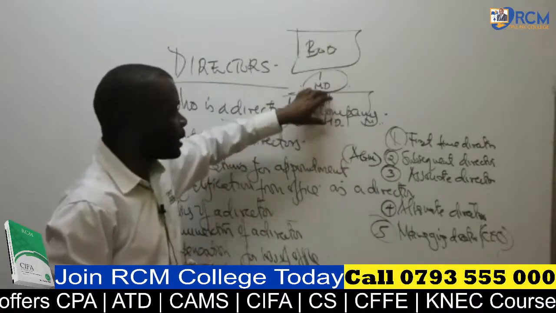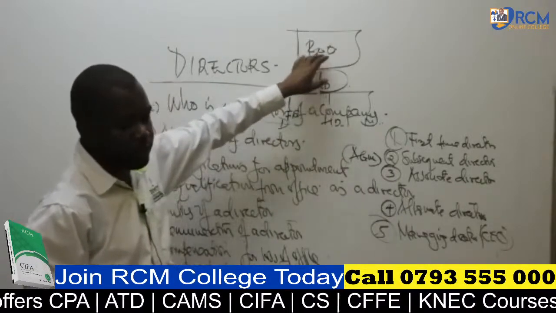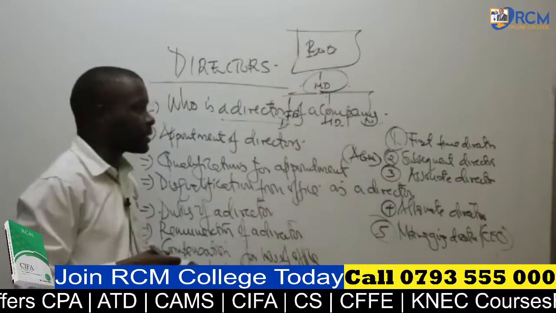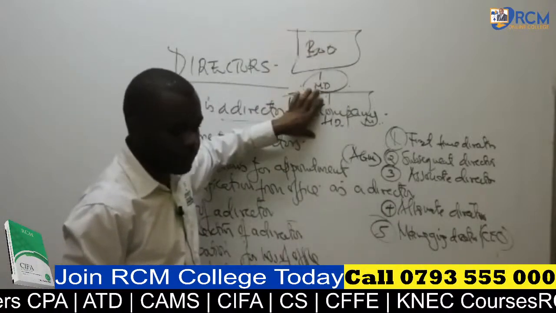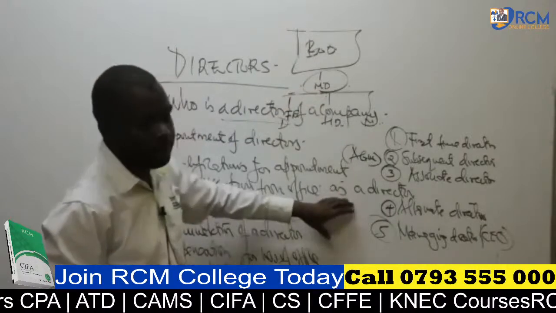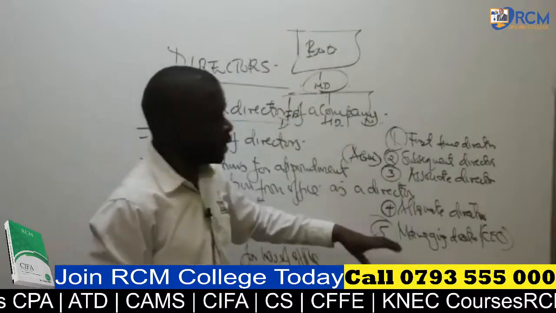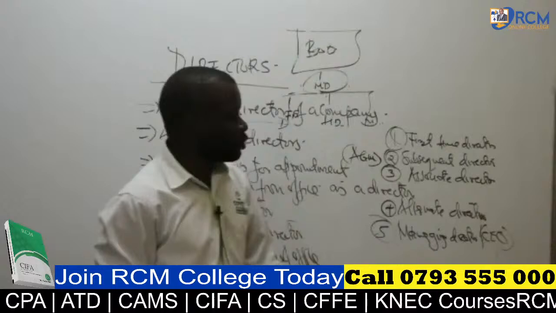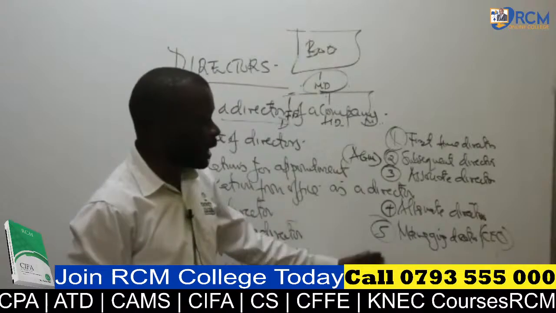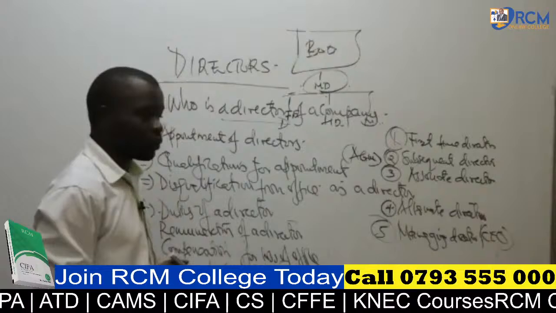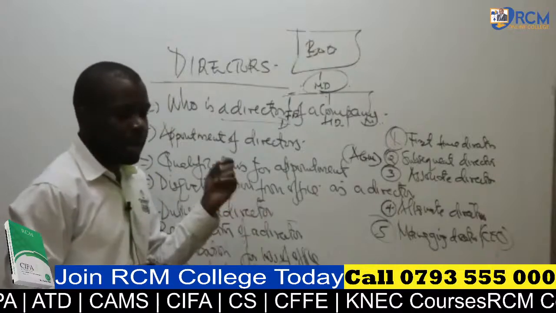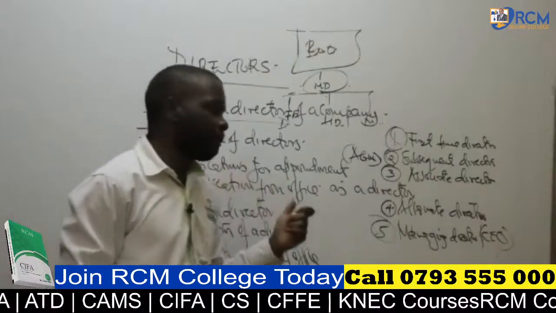So he'll still sit on the board of directors as one of the directors of the company and act as a link between the board of directors and the company itself. In other places, he's not known as a managing director. They'll call him a chief executive officer. So this is how you can become or find yourself being a director in a company. Those are some of the ways you can become a director in a company.